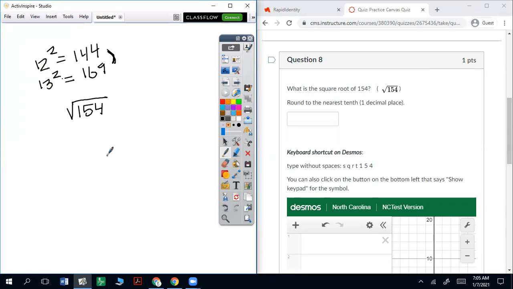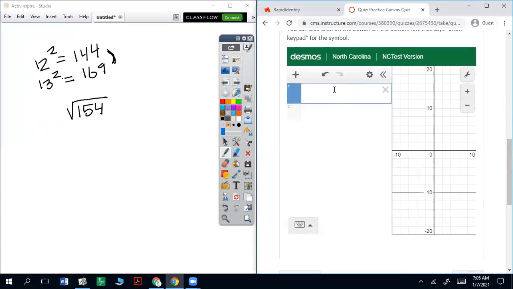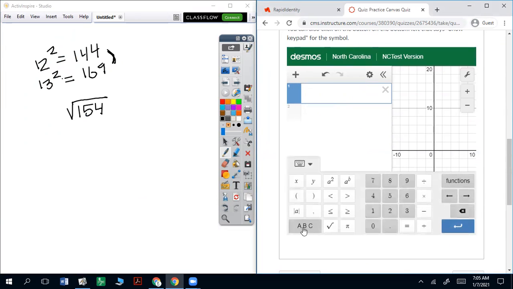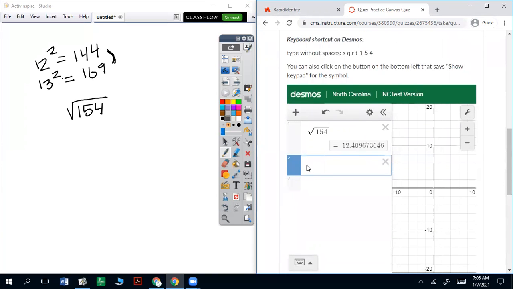So to get the square root of that number as a decimal, you have a couple options. You can go back into here, you can do the square root symbol and just do 154, and you see it's 12.4. But I use the keyboard shortcut. So I type in the letters SQRT, no spaces, SQRT, throws in the square root symbol, and then we can type in the number inside there, and that's going to get you your 12.4 that way.